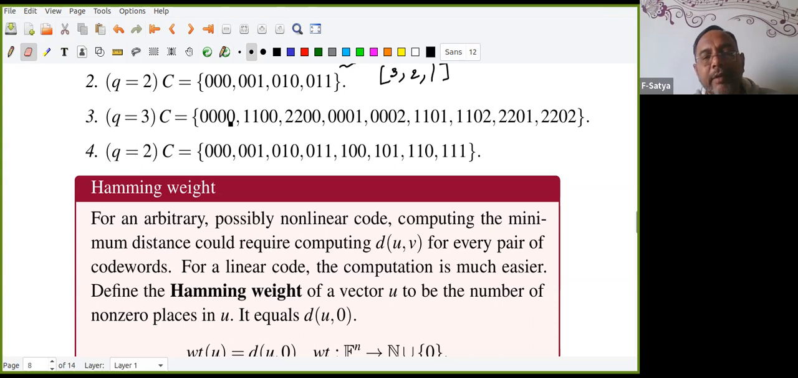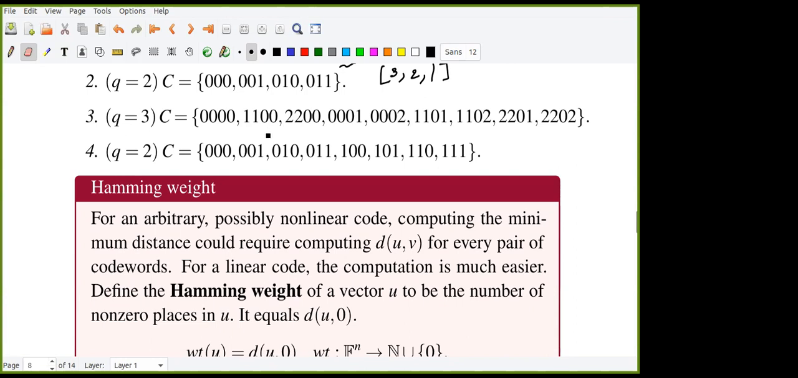First of all, check whether it is a subspace or not. If it is a subspace, then what is n, what is k, what is d later? Yes, sir. How do you know it is a subspace?